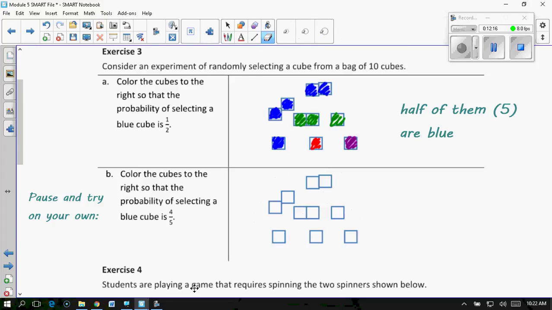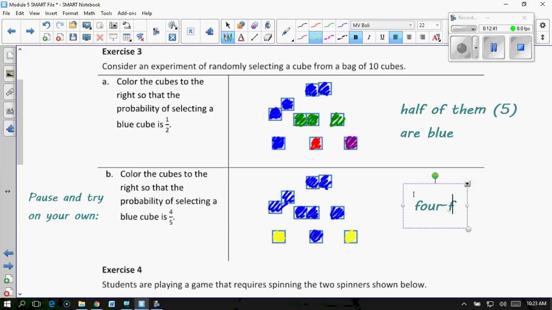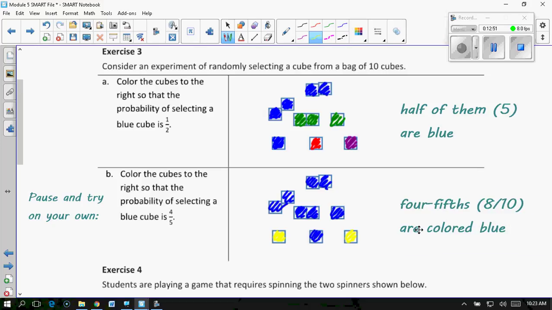Okay, hopefully you paused it and tried it on your own. And let's see how you did. Did you color in a total of 8 blue cubes? Hopefully you did that, and then I'll color these 2 yellow. Okay? So 4/5, which is 8 out of 10, are colored blue. Okay, not too bad.